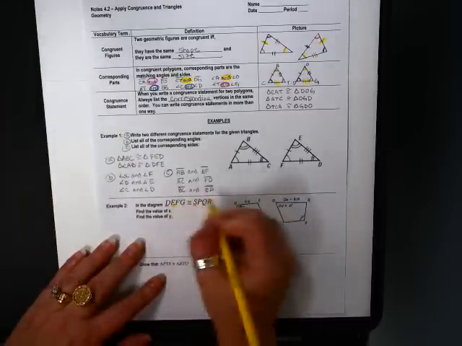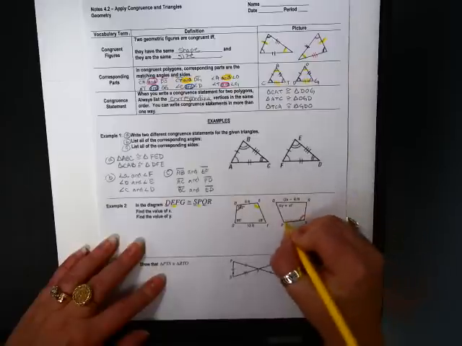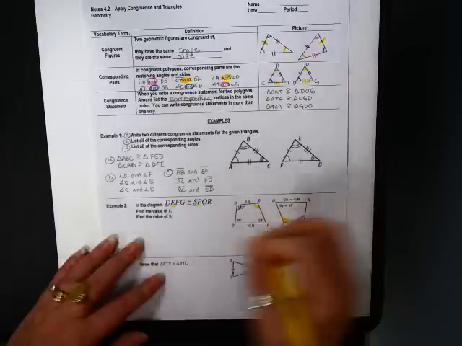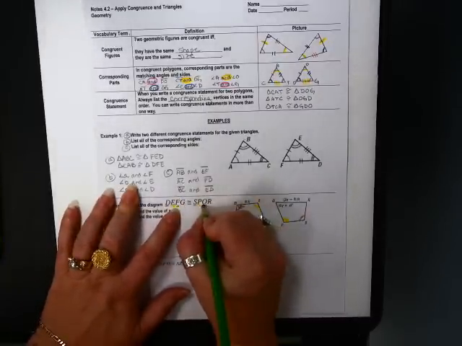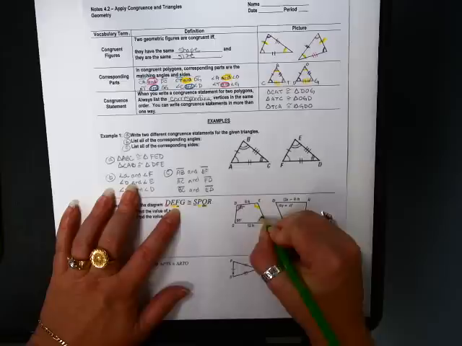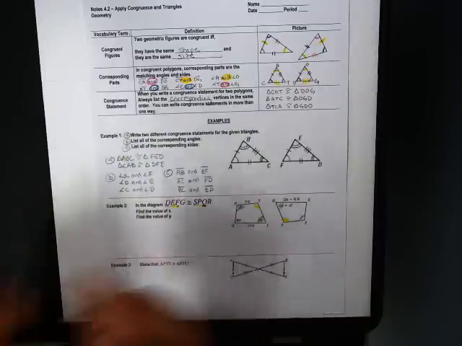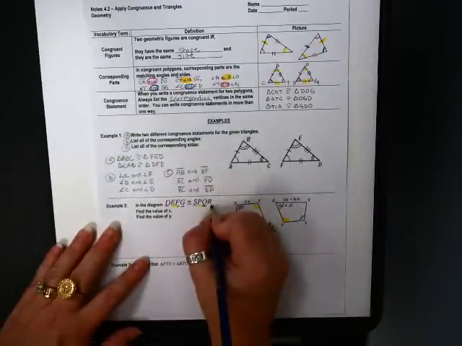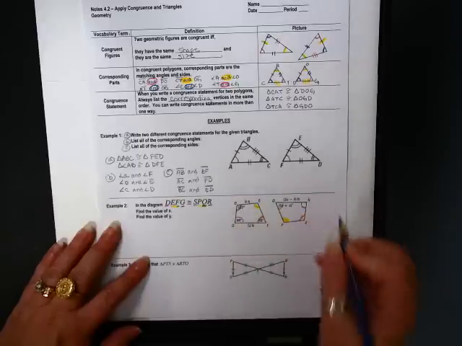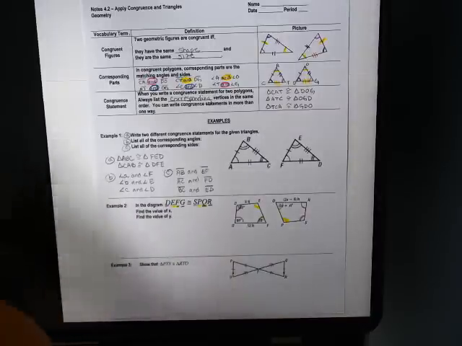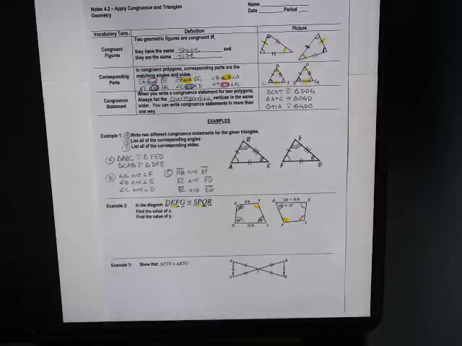Then the E matches the P. So E is over here, matching the P over here. And then F matches the Q. So F is over here, matching the Q. And then G matching R. So G over here matches R over here. Okay, so we want to find the value of X and find the value of Y.